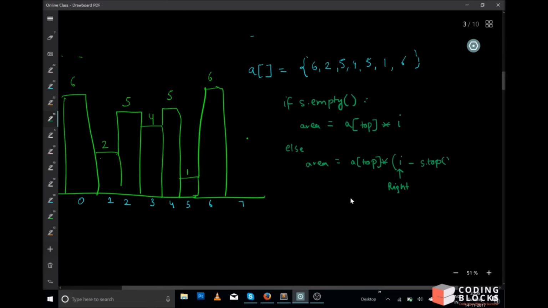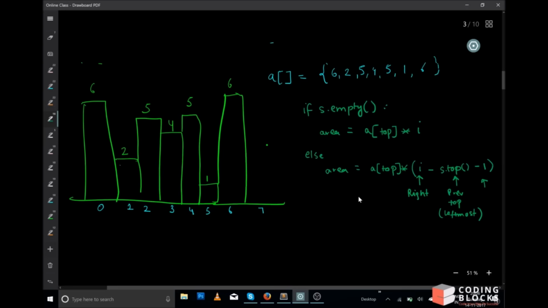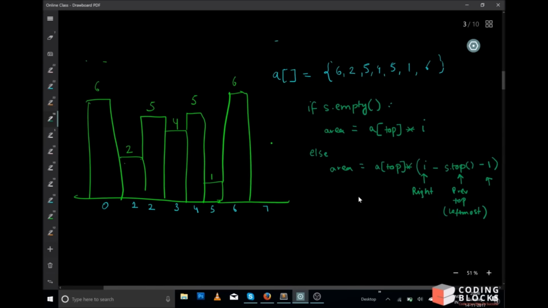S dot top minus 1, right? So this is the previous top. It will form the leftmost index, and minus 1 because we are finding out the width of the region. So it is the rightmost smaller element, and this is the leftmost smaller element.